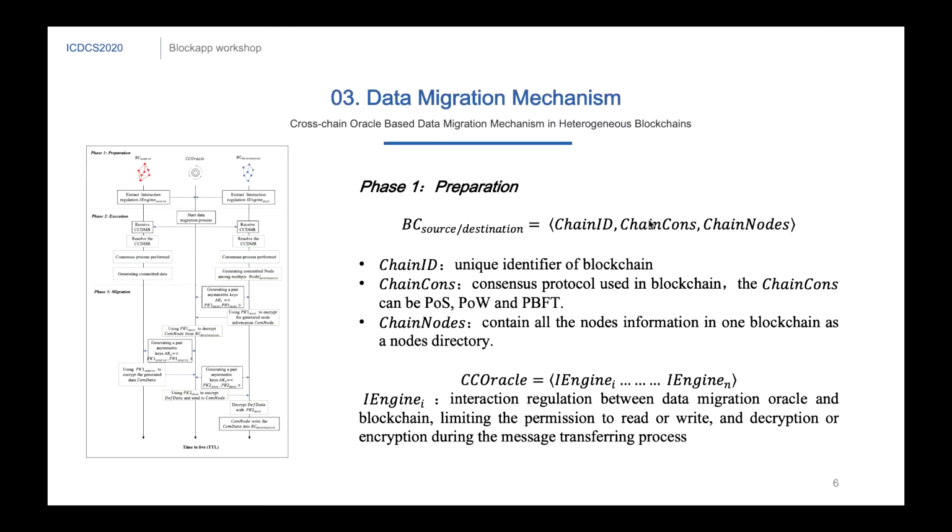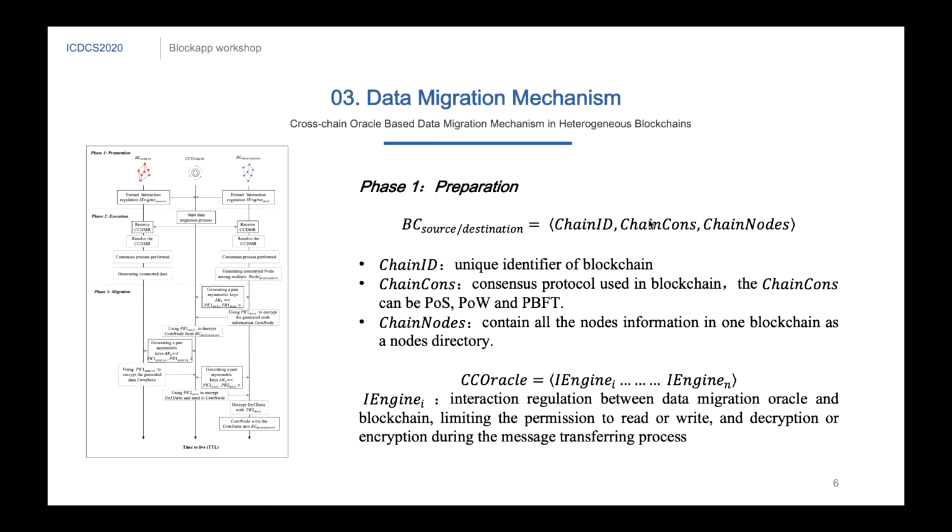In phase 1, preparation, related data and a predefined environment should be set. Uniquely identifying a blockchain and clarifying how oracles connect with the blockchain should be predefined. So we make two definitions. The first one is the P2P blockchains. The source blockchain and destination blockchain are two separate blockchains, also known as P2P blockchains.